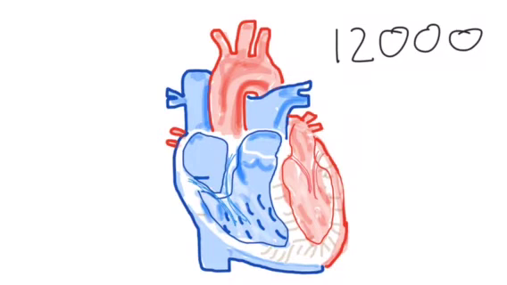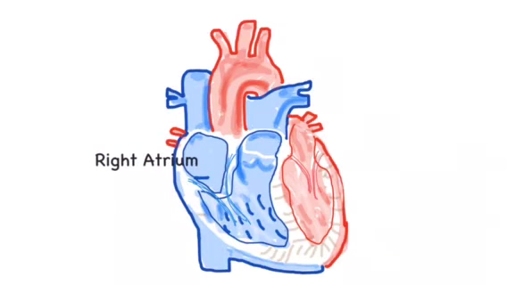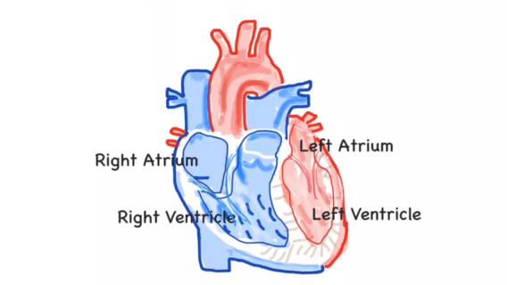A muscle divides the heart down the centre, so that we have the left and right side. Each side consists of two chambers. The atria are the upper thin-walled chambers that receive blood coming back into the heart. So we have the right atrium and we have the left atrium. The ventricles are the lower thick-walled chambers that pump blood from the heart out to the body.